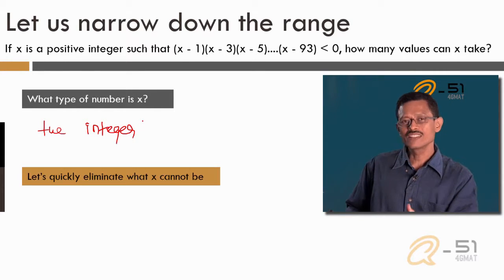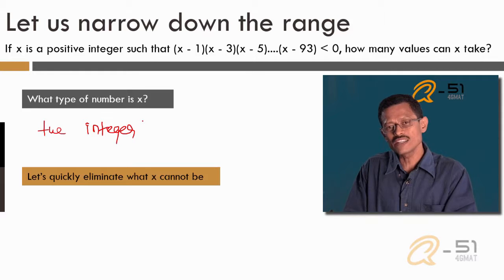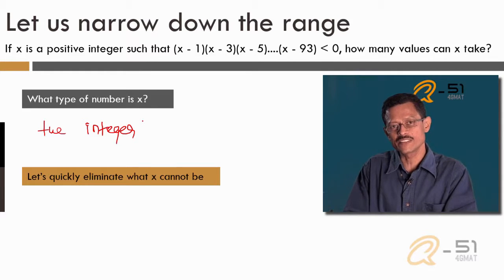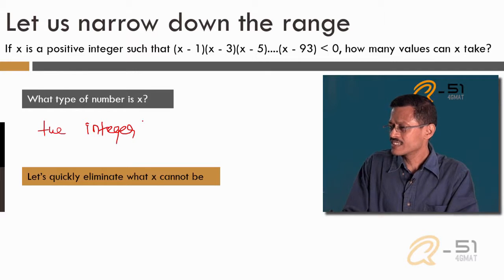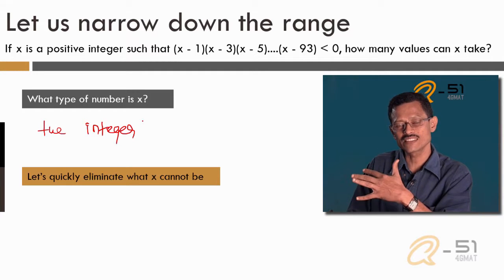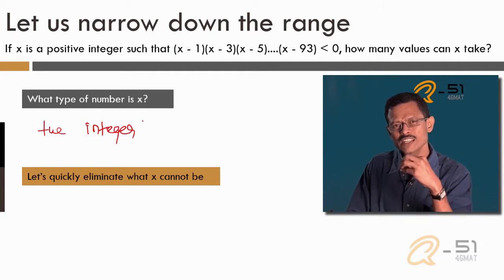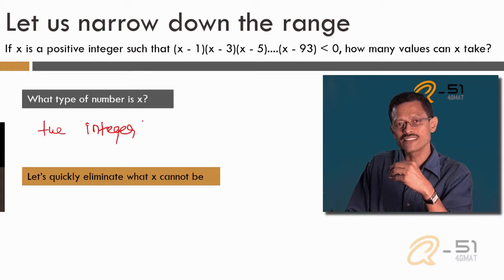Now, the second step, which is what is going to help us come up with something more meaningful. Let's quickly examine what values of x within this positive integer set we can eliminate, that x cannot take. We want the final value, (x minus 1) into (x minus 3) into (x minus 5) all the way up to (x minus 93), to be negative. Let me plug in some number randomly and see whether that would defy this logic. Let me pick a number like, let's say, 100.